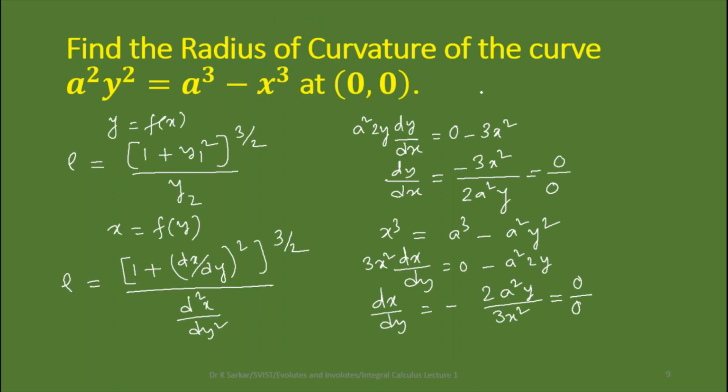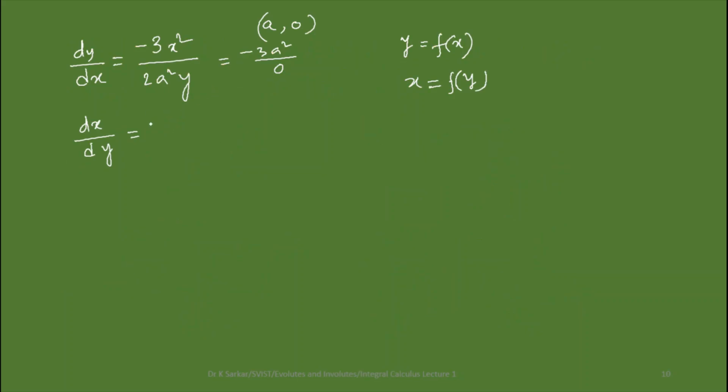Let's see how much dx/dy is. That is minus 2a square y by 3x square. Now let us substitute y as 0 and this is 3a square. So dx/dy is 0. Now let us find d2x/dy2.